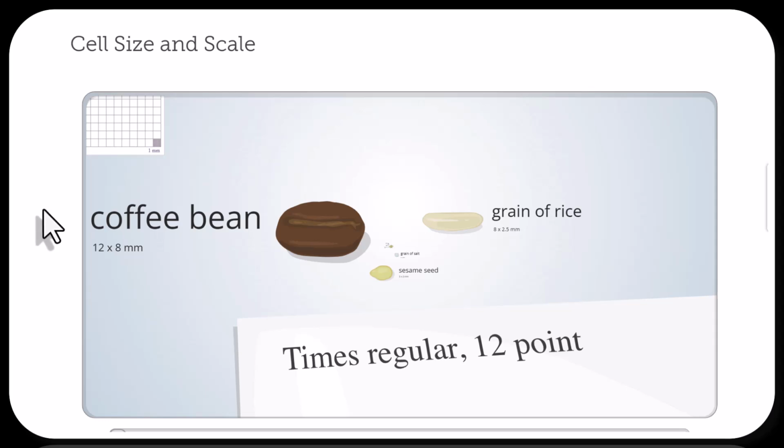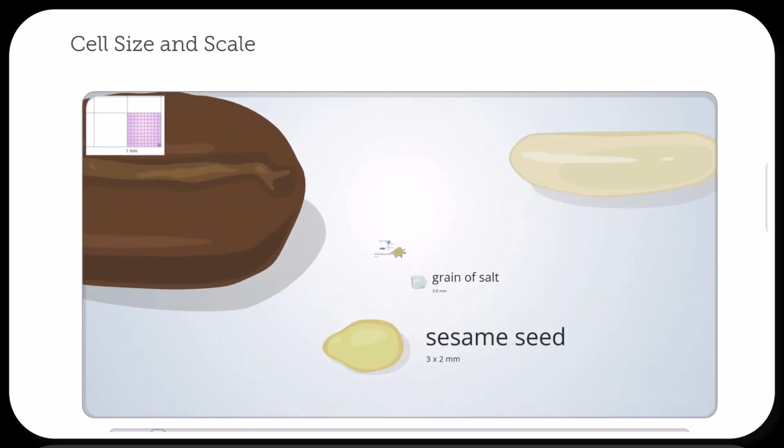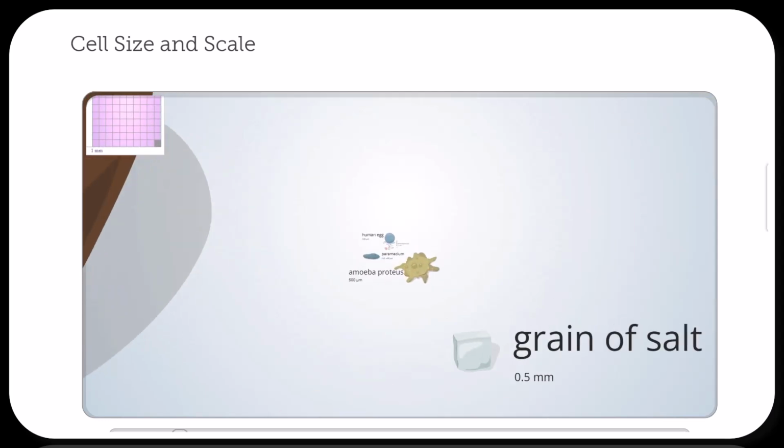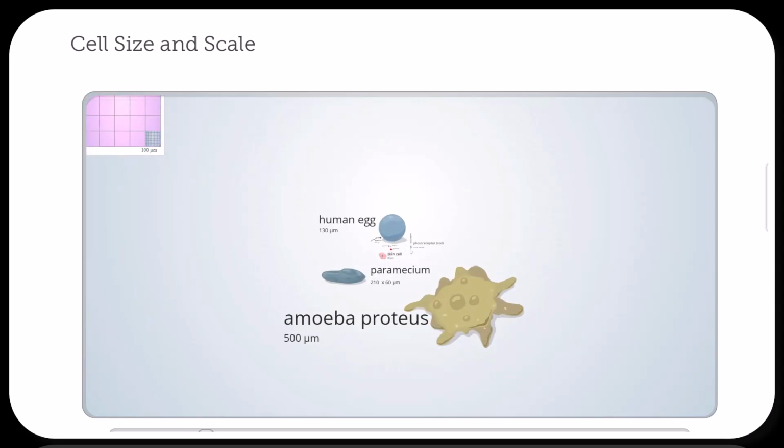And what I just showed you is that lots of things we can still see: coffee beans, sesame seeds, grain of rice. But then as we zoom in and get into the smaller world, our eyes fail us and we need to use microscopes. Grain of salt we can still see, but when it comes to an amoeba or other little organisms in a drop of water, we can't see that anymore. For example, an amoeba is about 0.5 millimeter size, big, and we can't see that anymore.